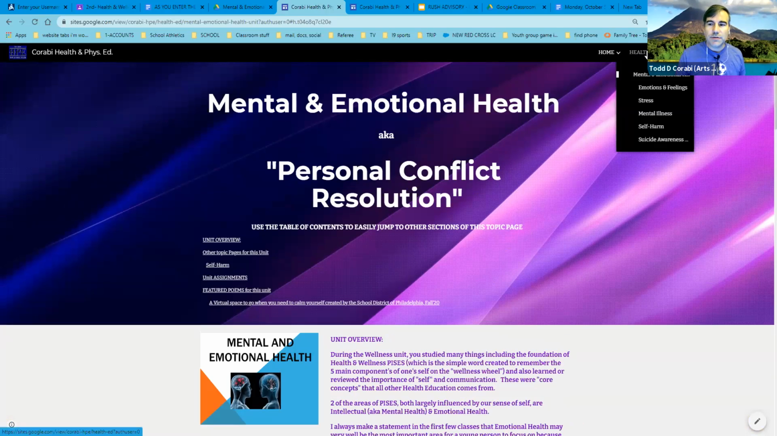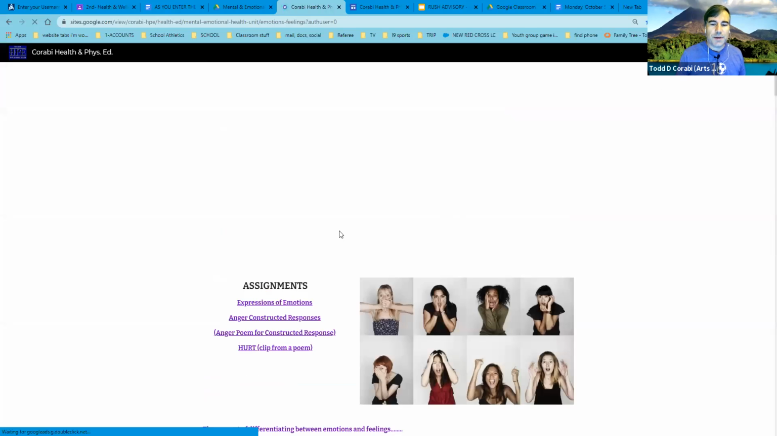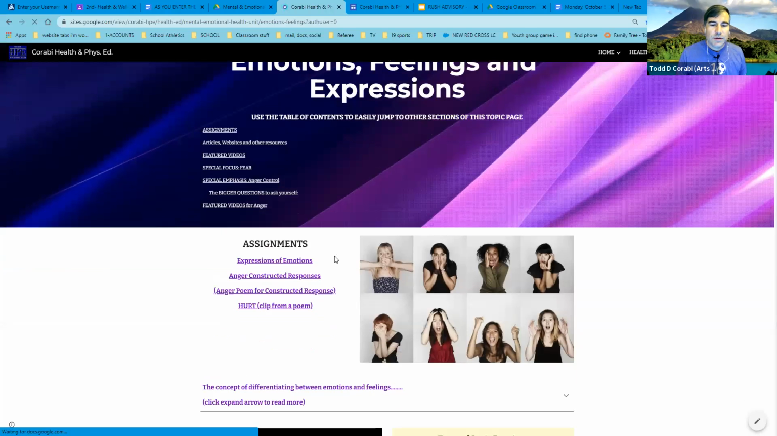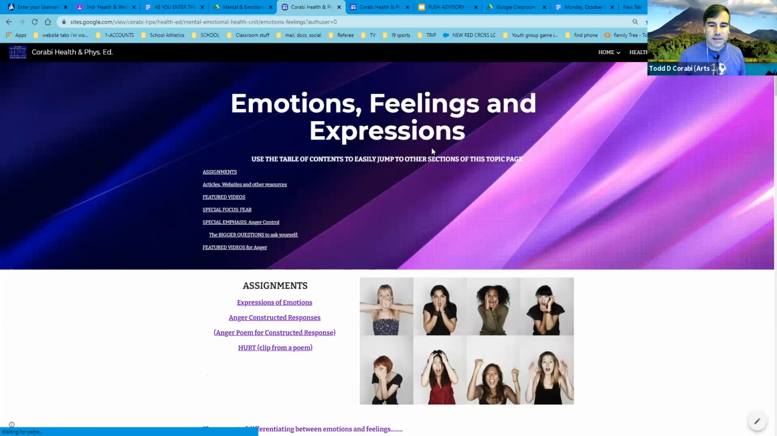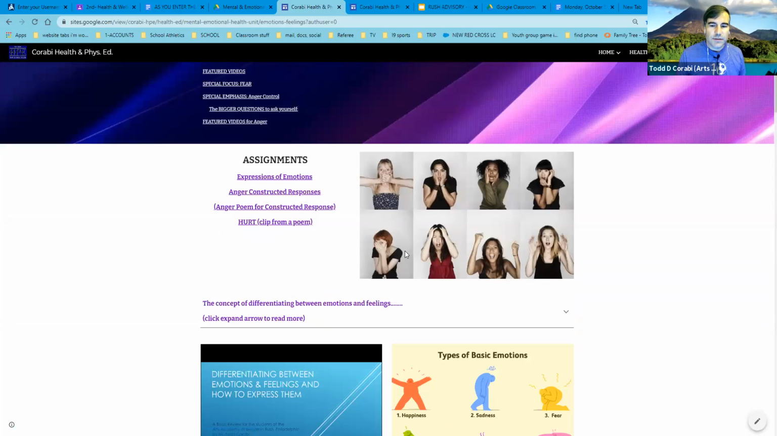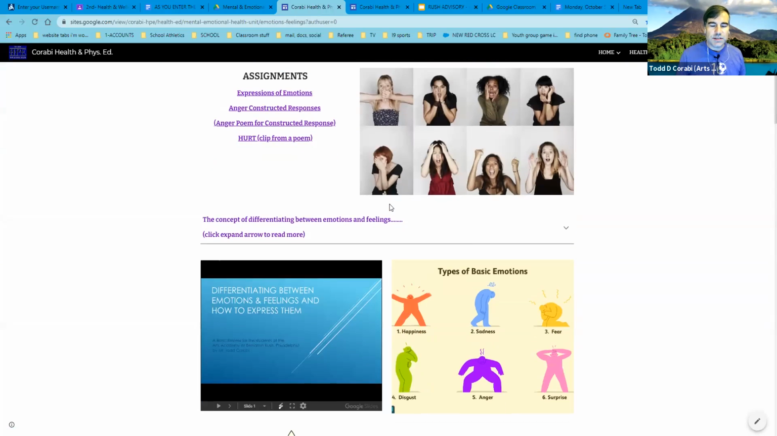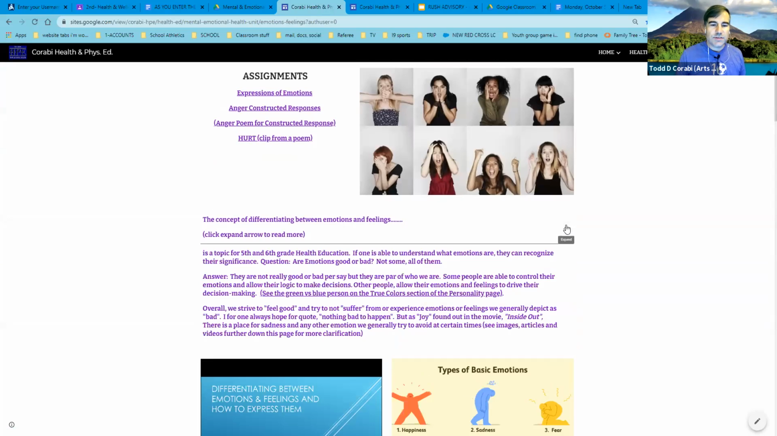So I'm going to look at it through the navigation bar. The first week's topic for the unit is emotions and feelings. So here we go. On the top, we talk about emotions, feelings, and expressions. You see this array of young people with all these different facial expressions. They're like real life emojis, the way they're making these expressions.